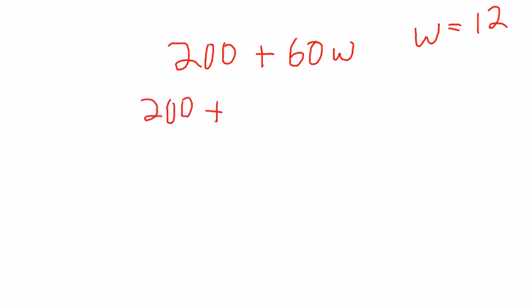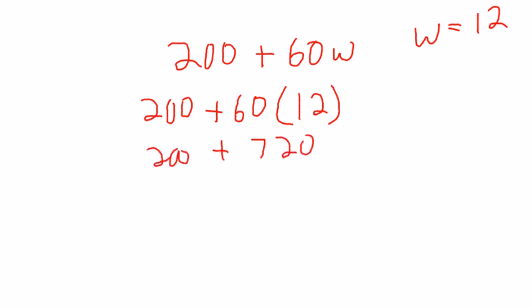How much would you have saved after 12 weeks? So when W is 12, the expression now reads 200 plus 60 times 12. Once again, I will multiply before I add. 60 times 12 gives me 720, and 720 plus 200 gives me $920. So you would have $920 saved up after 12 weeks.